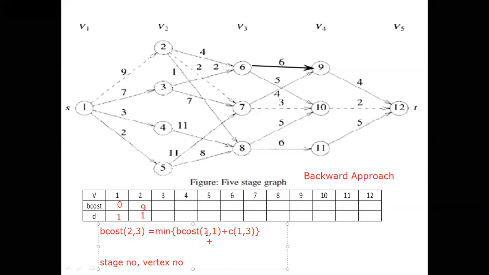What is B cost of 1, 1? First stage, first vertex. Where we have to check here? Here, B cost is 0. Plus C of 1, 3. What is that? 1, 3 means that edge value. What is the value it is? Here it is 7. What is 0 plus 7? This value is equal to 7. Where I should update? In the 3. 3 I should update as 7.